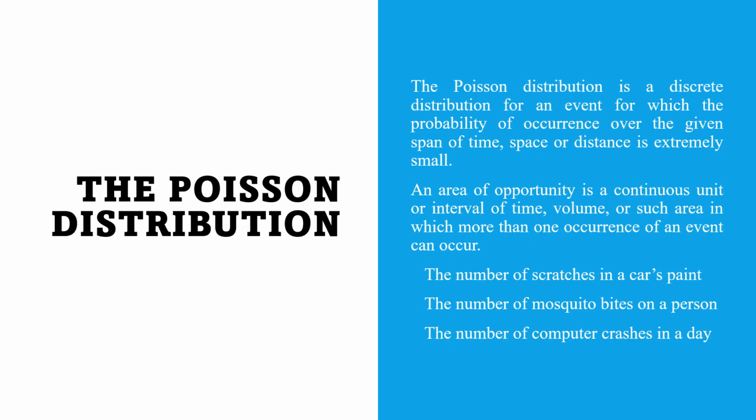Next we have the Poisson distribution. The Poisson distribution is a discrete distribution for an event for which the probability of occurrence over a given span of time, space or distance is extremely small. An area of opportunity is a continuous unit or interval of time, volume, or area in which more than one occurrence of an event can occur. For example, the number of scratches in car paint, the number of mosquito bites on a person, and the number of computer crashes in a day.